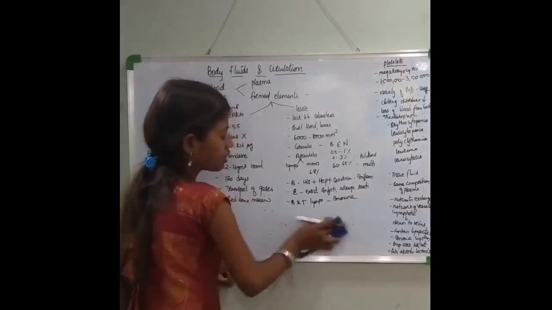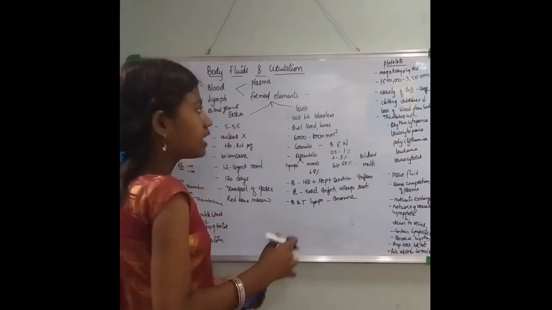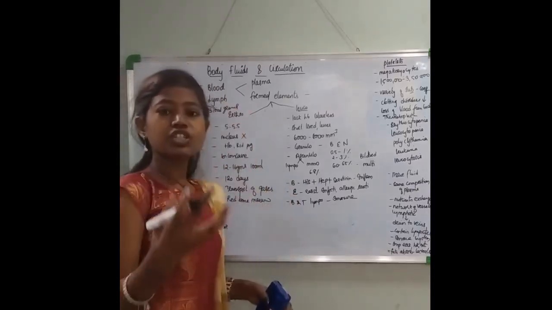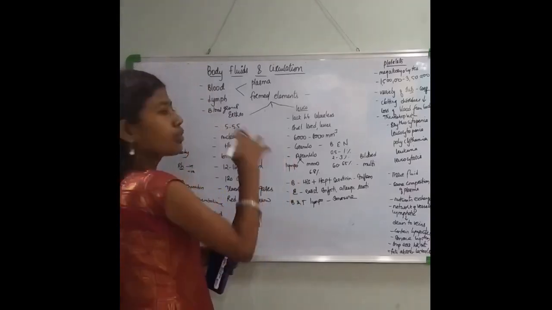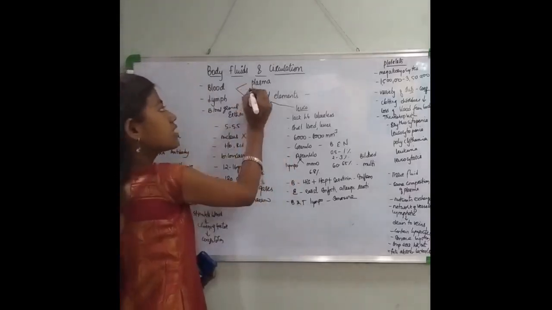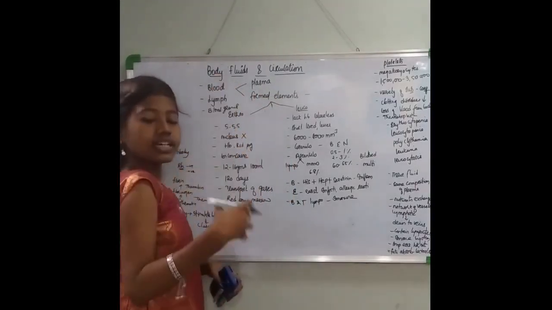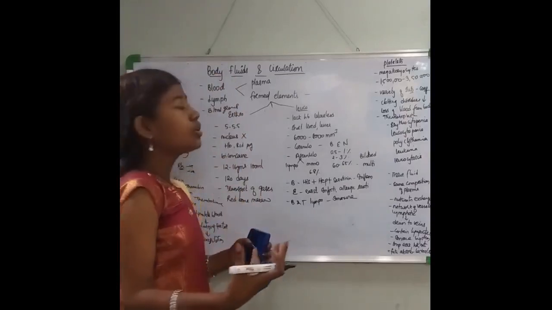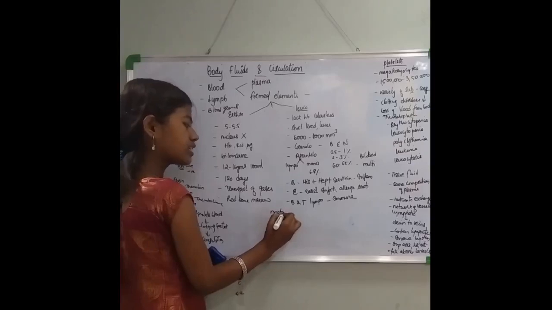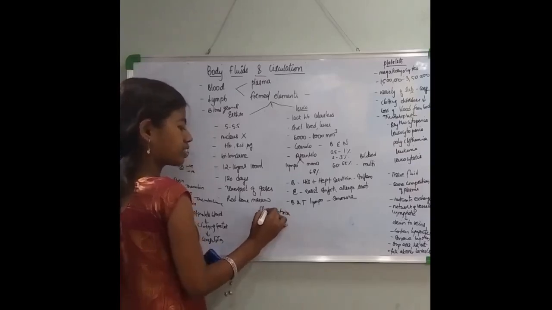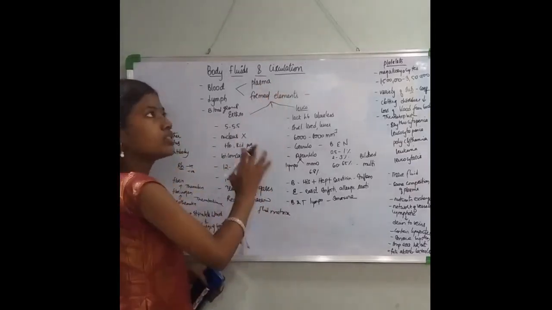Now let us deal with the blood, its properties and its composition. Blood is a special connective tissue, a red color fluid which flows in your body. Blood consists of plasma and the formed elements. It is made up of specialized connective tissue and, as it is a fluid, it has a fluid matrix, the plasma, and the formed elements. So these are the components of the blood.